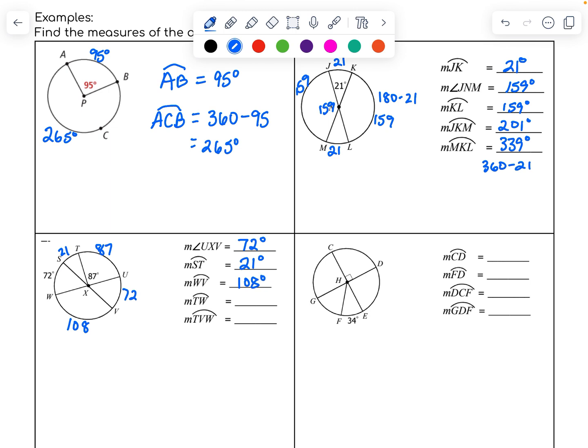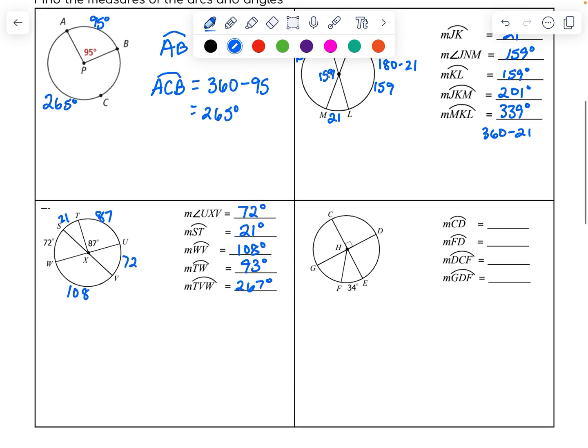T to W, the short way, would be 72 plus 21, which is 93 degrees. And then TVW would be the long way around, because that's three letters. So TVW. So T to V to W. You can add all of those, or take 360 minus this part here. So if we take 360 minus 21 minus 72, it is 267 degrees.